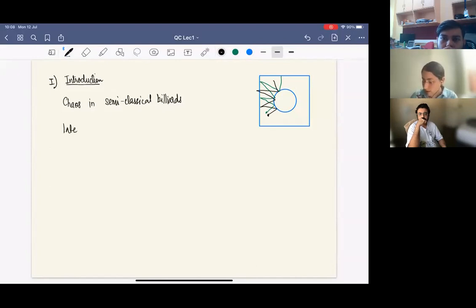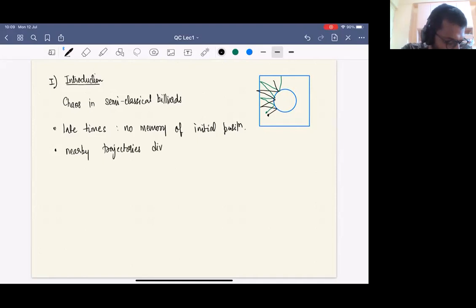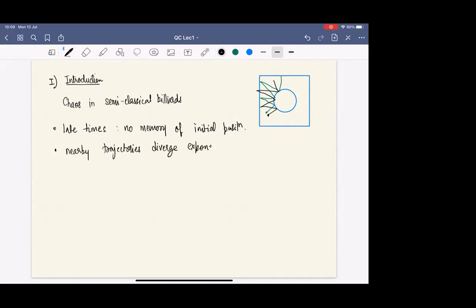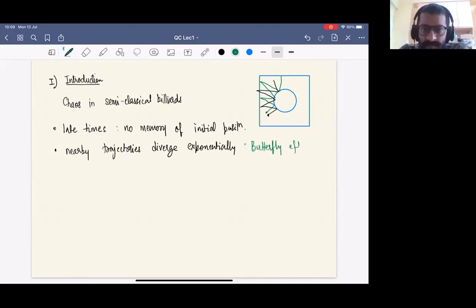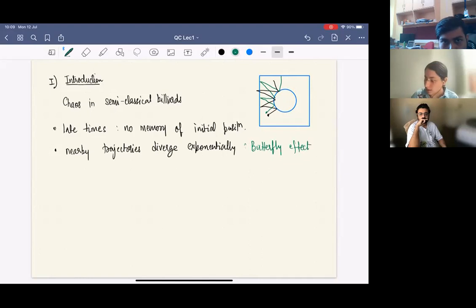So at late times, no memory of initial positions, and nearby trajectories diverge exponentially. And this is the famous butterfly effect. Now, how would you measure quantum chaos in such a system?